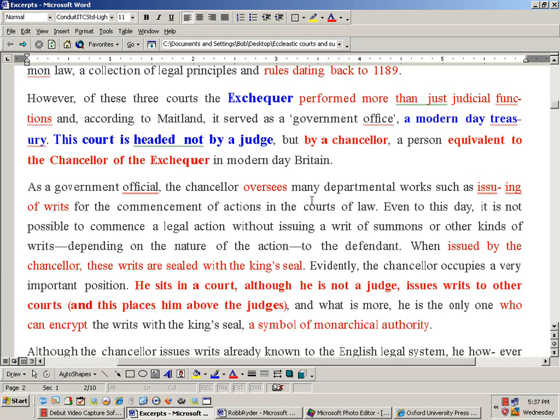When issued by the chancellor, these writs are sealed with the king's seal. Well, if it's got the king's seal on it, you got something. Evidently, the chancellor occupies a very important position. He sits in a court, although he is not a judge, issues writs to other courts, and this places him above the judges. And what is more, he is the only one who can encrypt the writs with the king's seal, a symbol of monarchical authority.